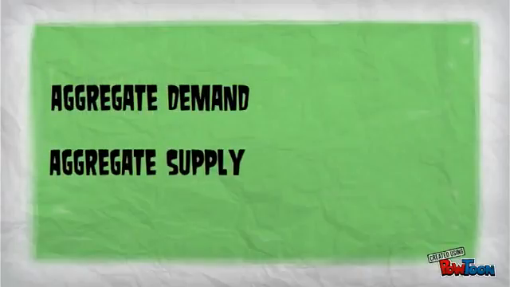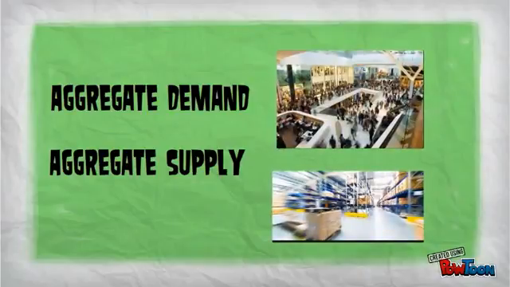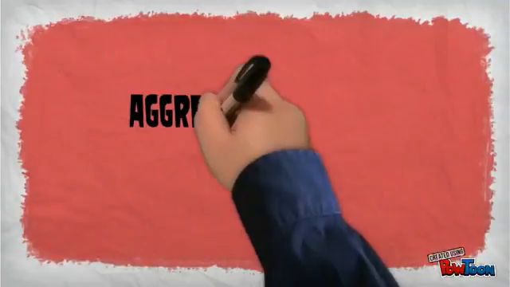Two simple ones though, two very prominent ones, are aggregate demand and aggregate supply. These 2 factors are very, very important in terms of employment, but are also very easy to explain and understand.